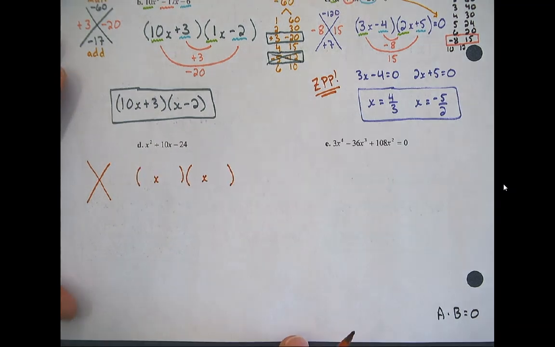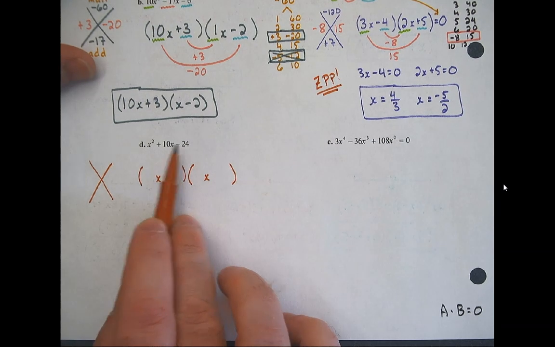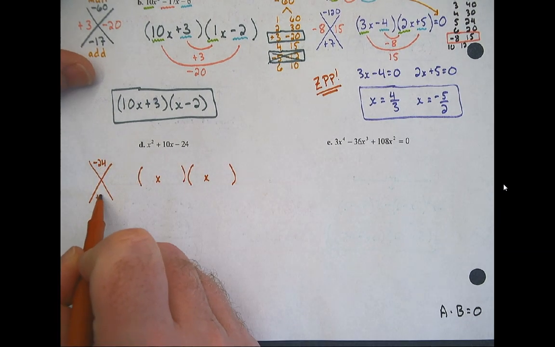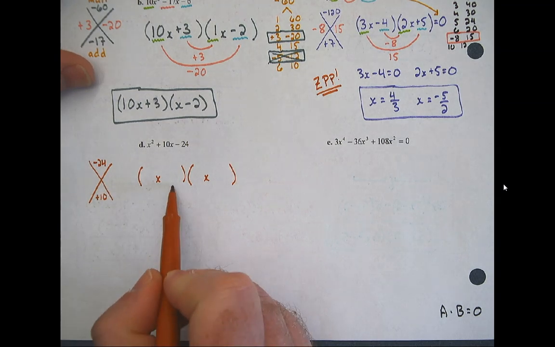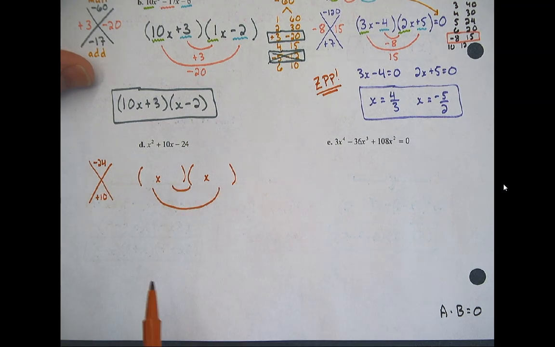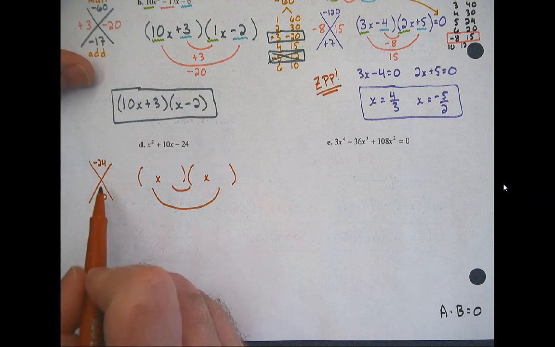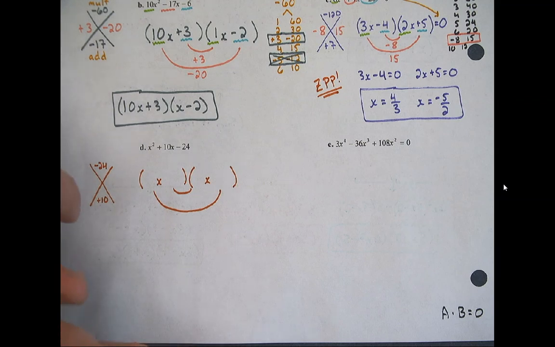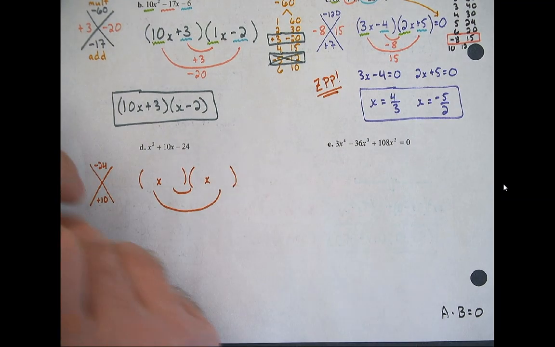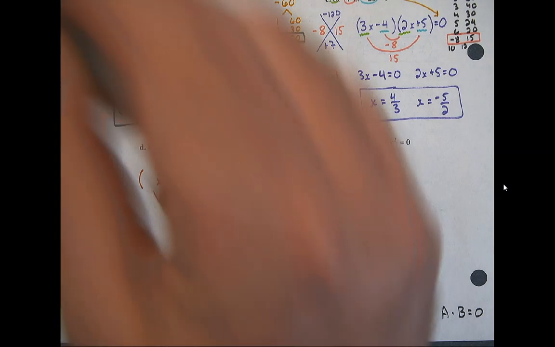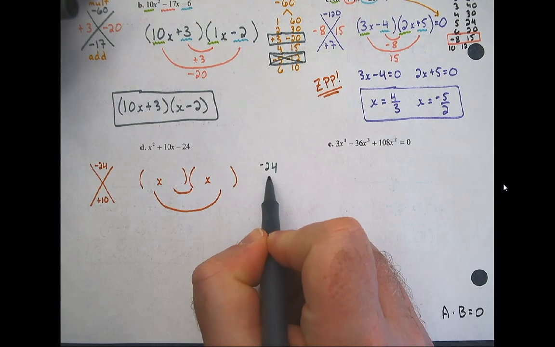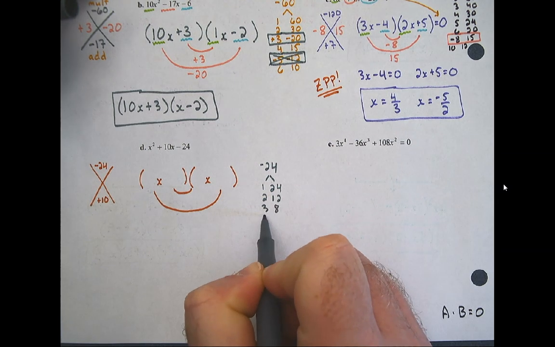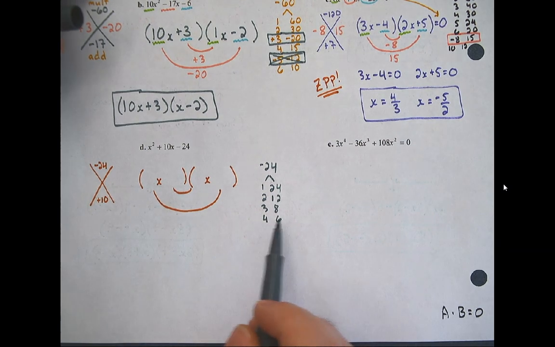I'm going to try this one showing a little bit less work. 1 times negative 24 is negative 24. And I've got the positive 10 in the middle. All right, so what multiplies to make? Ooh, this one's a little bit sneaky. This one's sneaky. I'm going to go over here and show this one in the margin. So we've got negative 24: 1 and 24, 2 and 12, 3 and 8, 4 and 6. 5 doesn't work, so there's my list.